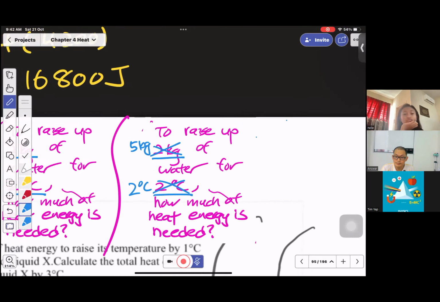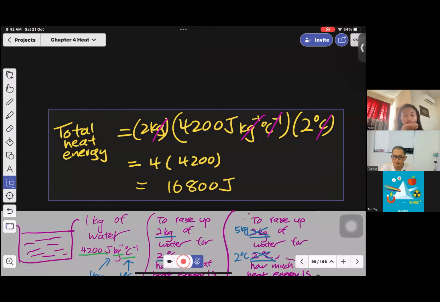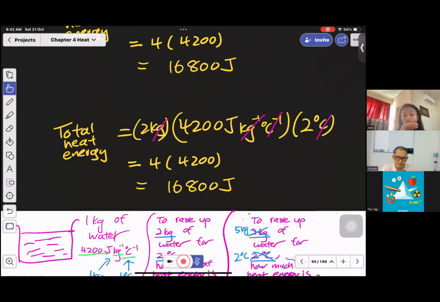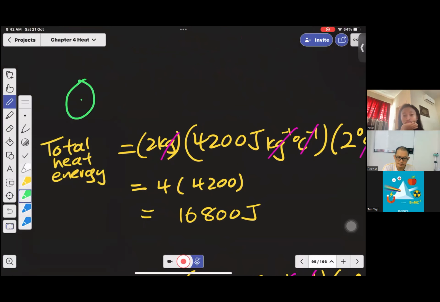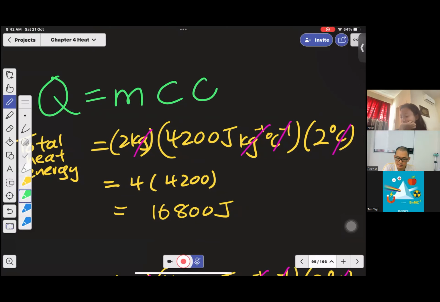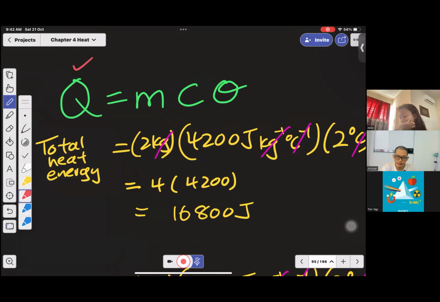Okay, so from here, actually, you can make a conclusion. The total heat energy, let me represent it with Q, is equal to the mass multiplied by C. C is the symbol of specific capacity. And then theta is the change in temperature. So Q equals MC theta. Okay, is that clear?